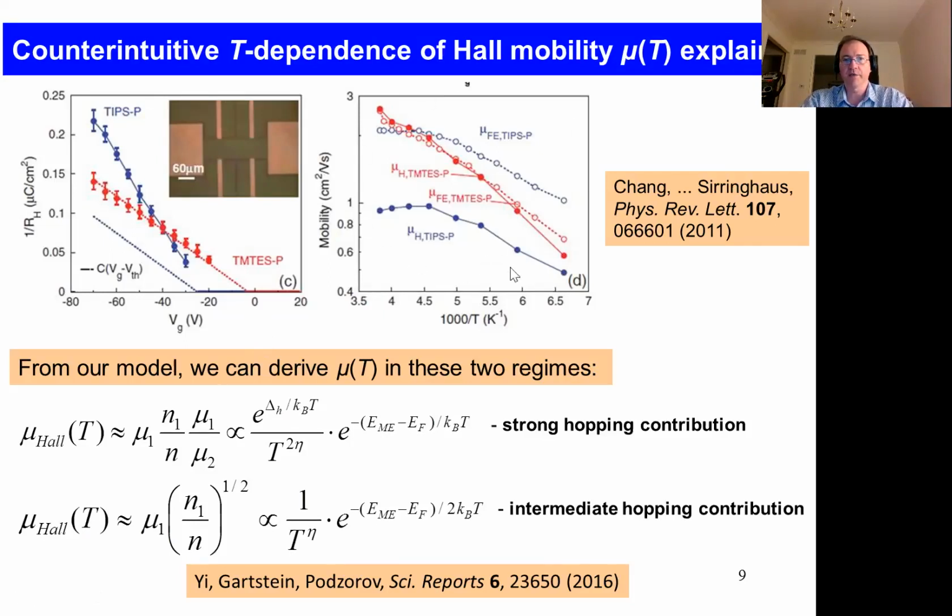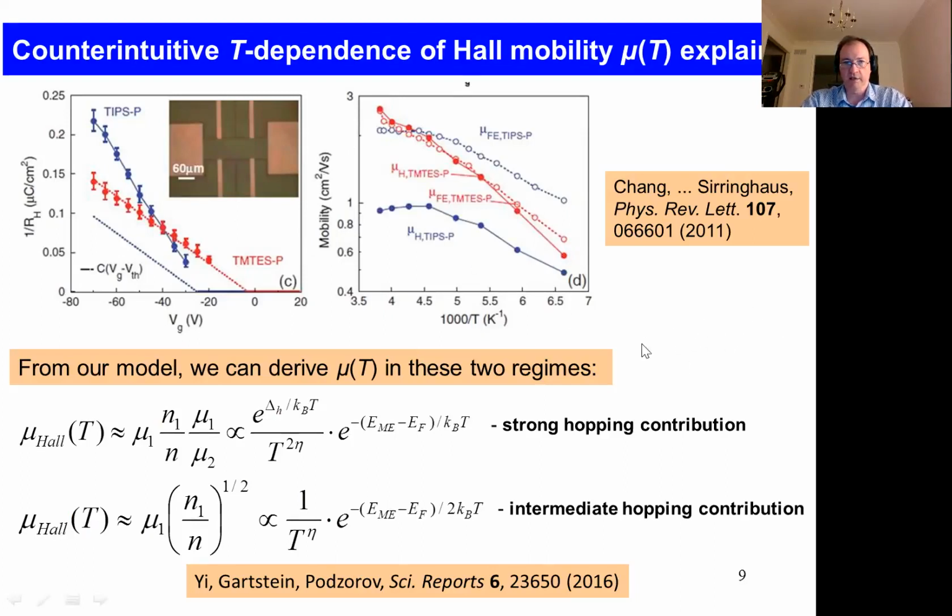Nevertheless, when you look at the temperature dependencies of the carrier mobility, you can see that the TMTS system is farther away from exhibiting this band-like region of the temperature dependence. So there is a kind of an apparent inconsistency between these two pieces of measurements.